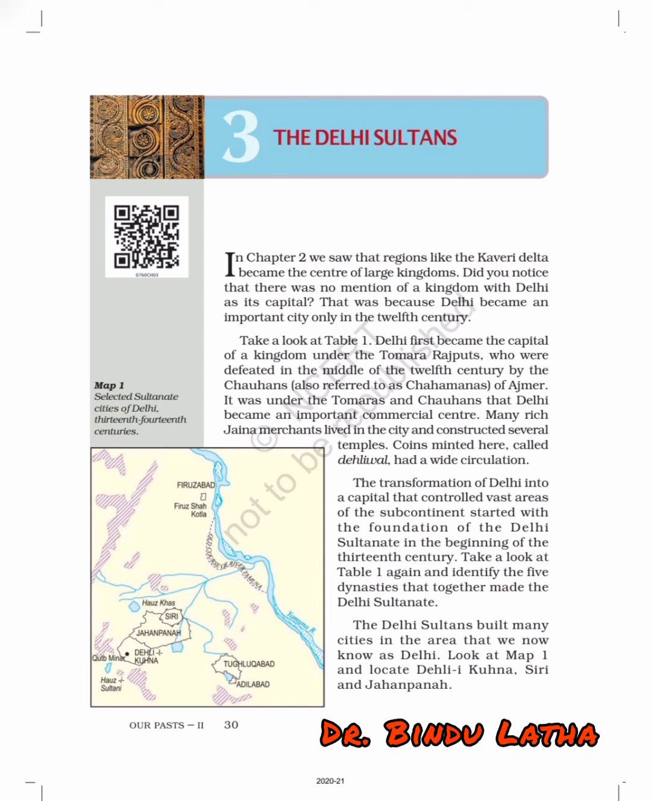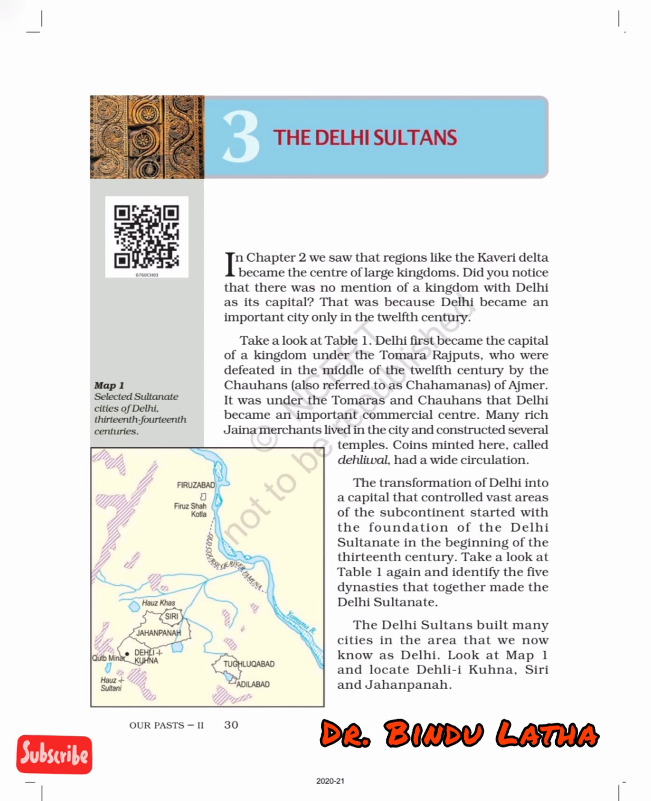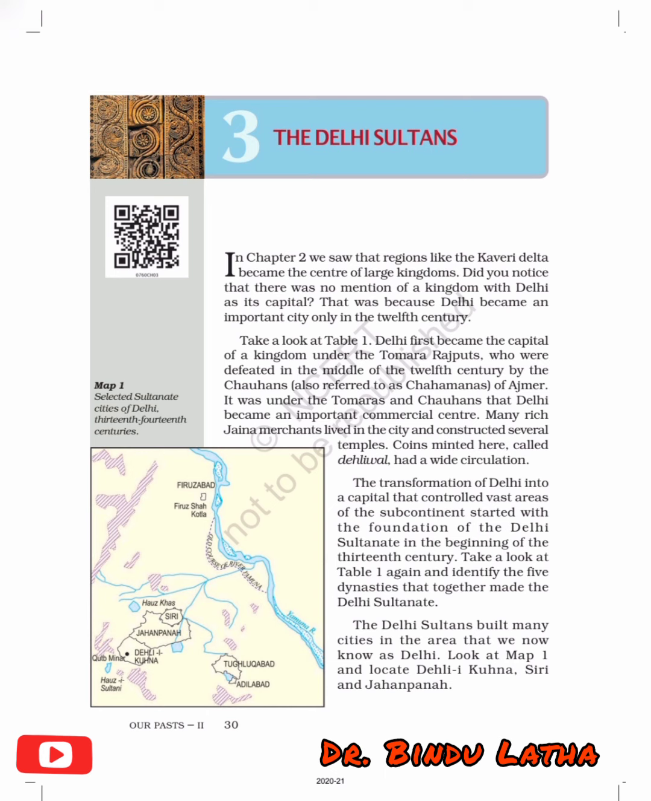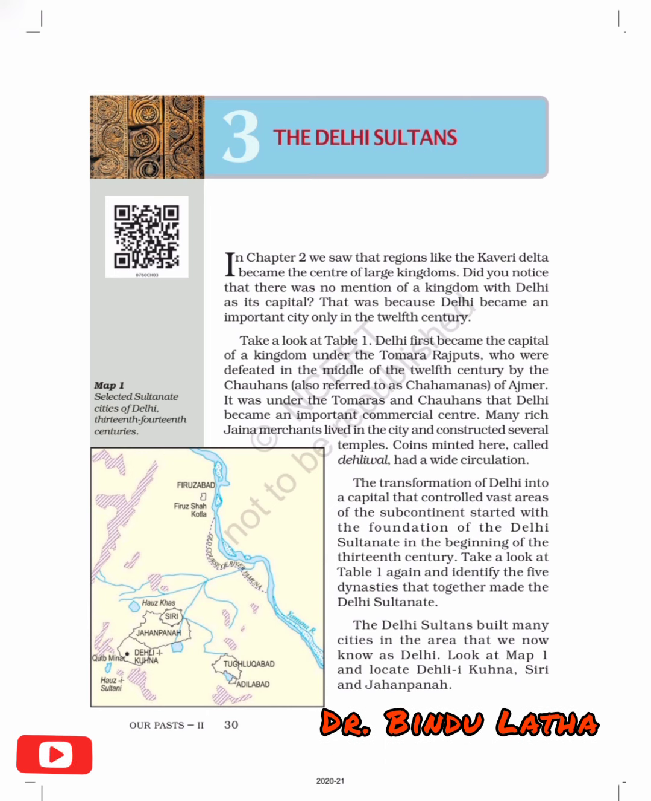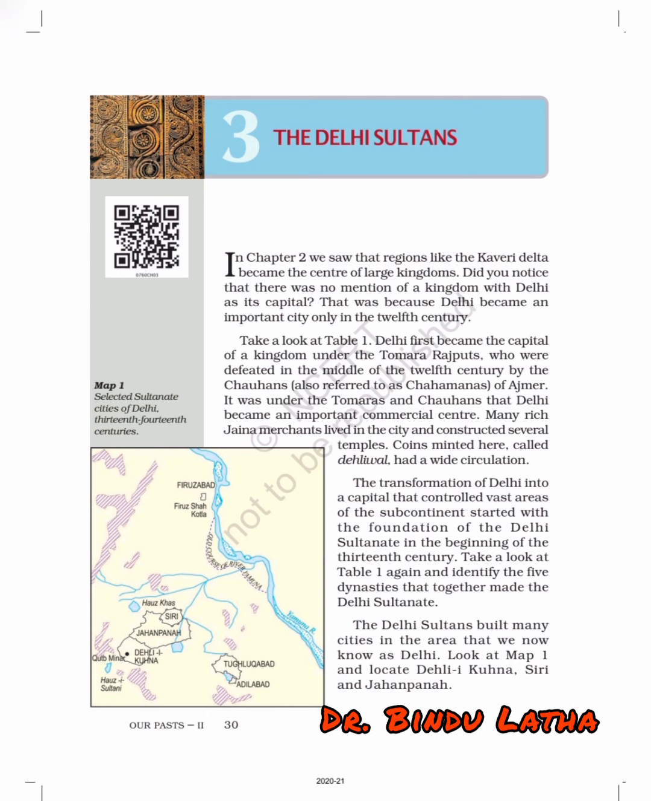The Delhi Sultans is an Islamic empire which ruled a large part of India over 320 years. During this period, mainly 5 dynasties ruled over India, one after another. That means one followed by another one.